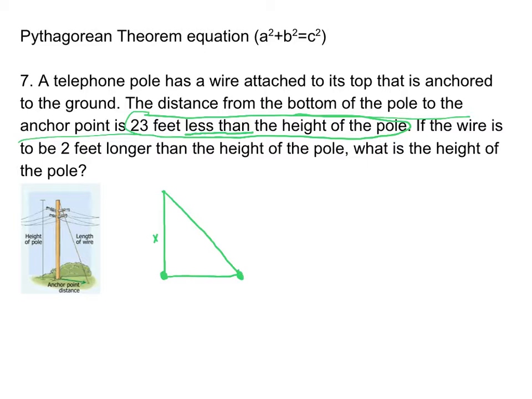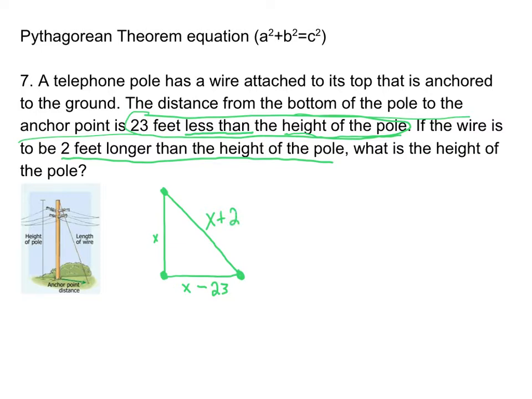But when you have the phrase less than, not only is it going to be subtraction, but it reverses the order of the subtraction. So instead of 23 minus something, you're going to be subtracting 23 from the height of the pole. The height of the pole is x, so it's 23 less than x. And then we're told that the wire, which is the one going from the top down to this right corner, is 2 feet longer than the height of the pole. Since the height of the pole is x, so 2 feet longer than the height. So the height plus 2.